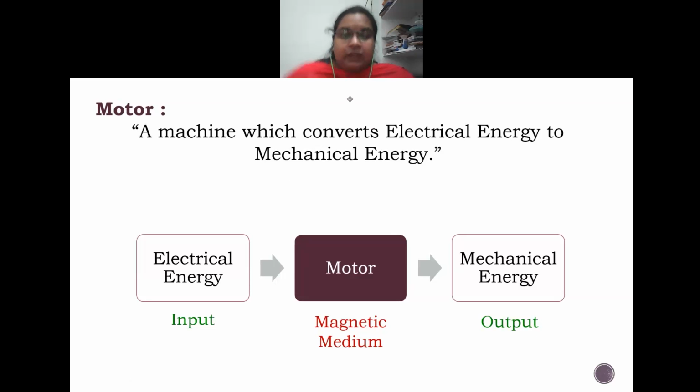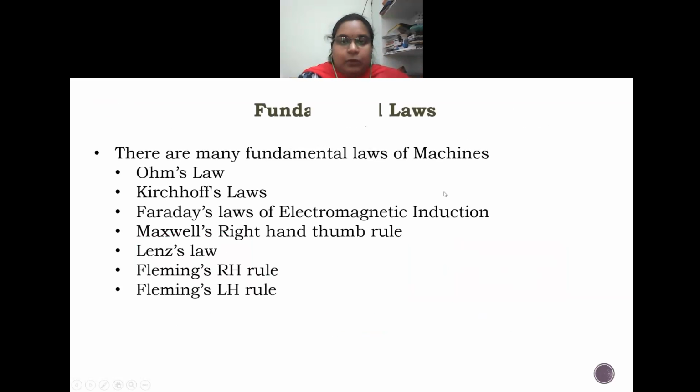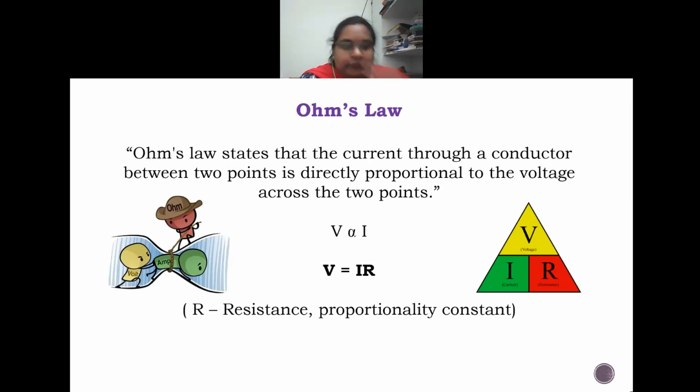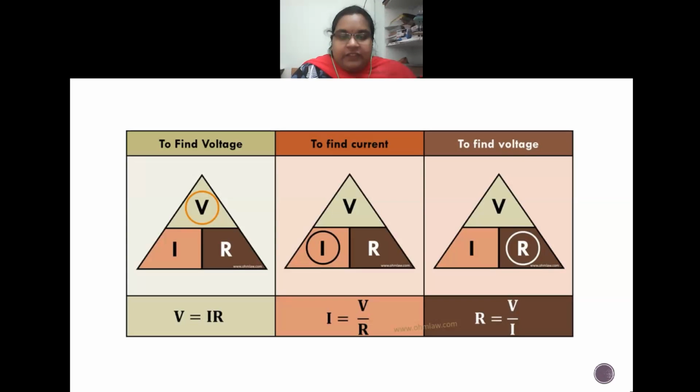Alright. Next, to understand the different concepts in electrical technology, we need to know certain fundamental laws. Those fundamental laws we have seen in the last class. Basically we have seen Ohm's law, Kirchhoff's law, Faraday's laws of electromagnetic induction, Maxwell's right-hand thumb rule, Lenz's law, Fleming's right-hand rule, and Fleming's left-hand rule. These are the basic fundamental laws. We know what Ohm's law is: V equals IR. Ohm's law can be directly defined by the equation V equals IR. And we have seen the magic triangle and how V, I and R are related.